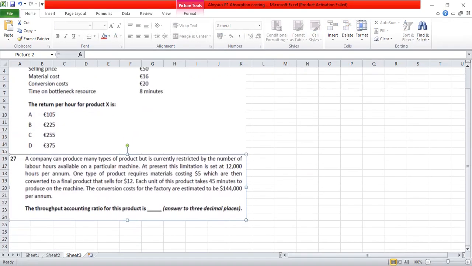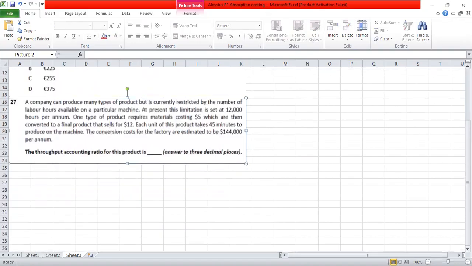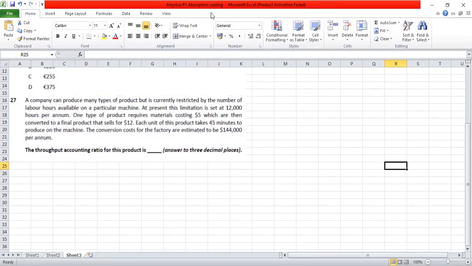Question number 27. A company can produce many types of product but is currently restricted by the number of labor hours available on a particular machine. At present, this limitation is set at 12,000 hours per annum. One type of product requires materials costing $5, which are then converted to a final product that sells for $12. Each unit of this product takes 45 minutes to produce on the machine. The conversion cost for the factory is estimated to be 144,000 per annum. The throughput accounting ratio for this product is, what is the throughput accounting ratio?